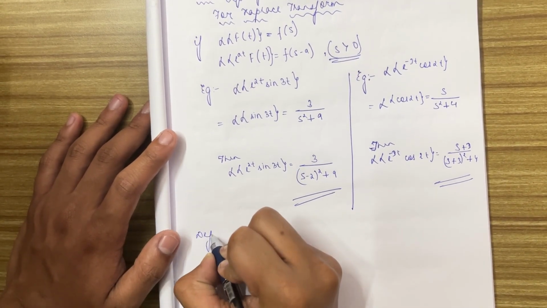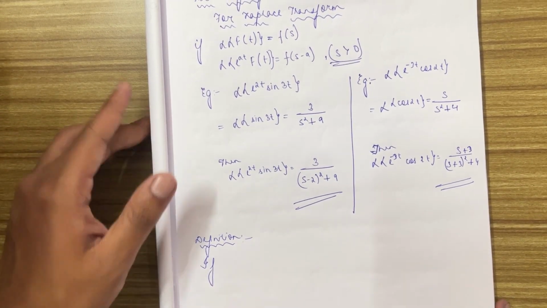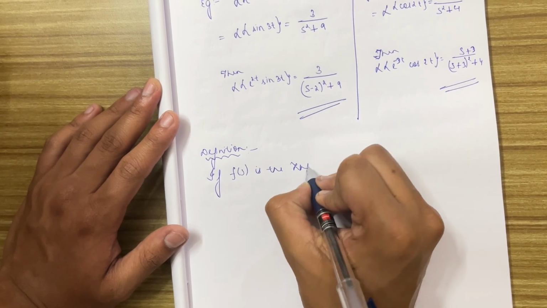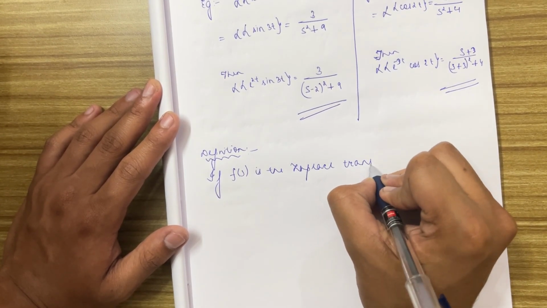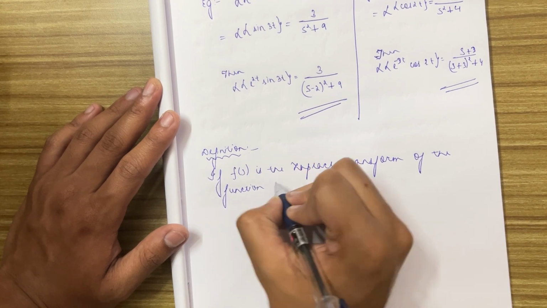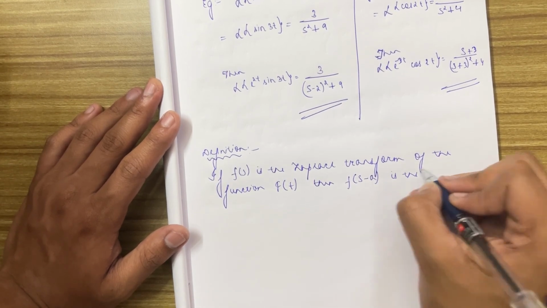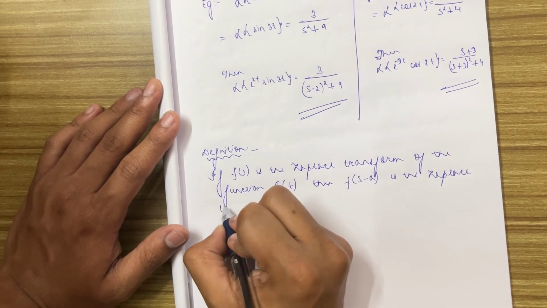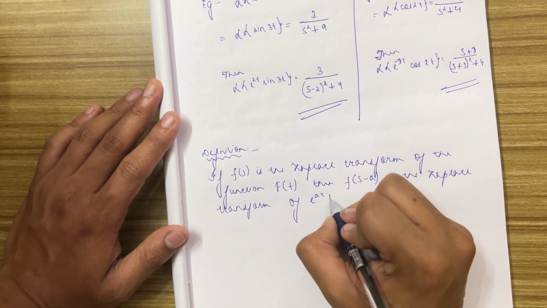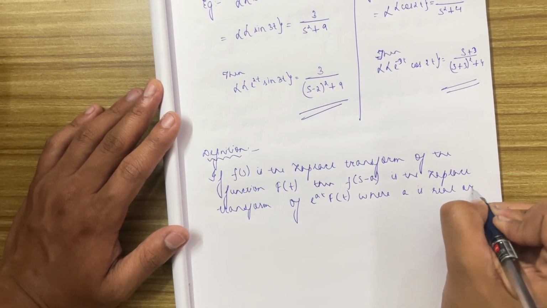So at last the definition would be: if F of s is the Laplace transform of the function f of t, then F of s minus a is the Laplace transform of e to the power at f of t, where a is a real or complex number.